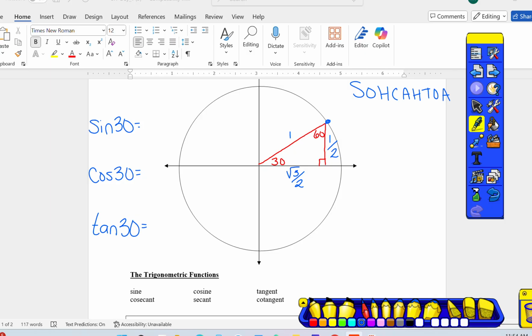All these trig functions do is compare two sides of a right triangle. Sine compares opposite and hypotenuse. Cosine compares adjacent and hypotenuse. The tangent compares opposite and adjacent. It's just a comparison. So if I want the sine of 30 degrees, I need the opposite and the hypotenuse. So here's 30. The opposite side is 1/2, and the hypotenuse is 1. That just gives us 1/2.